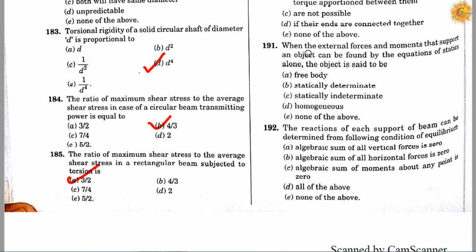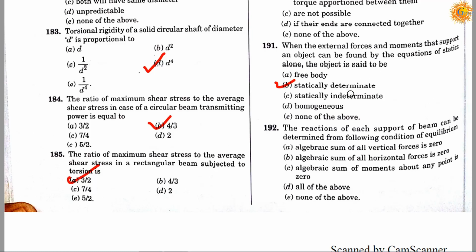Question number 191. When the external forces and moments that support an object can be found by the equation of statics alone, the subject is said to be: option A, a free body; option B, statically determinate; option C, statically indeterminate; option D, homogeneous; and option E is none of the above. Correct answer is B, it will be statically determinate. Okay, reading the question again. When the external forces and moments that support an object can be found by the equation of statics alone, the subject is said to be statically determinate.